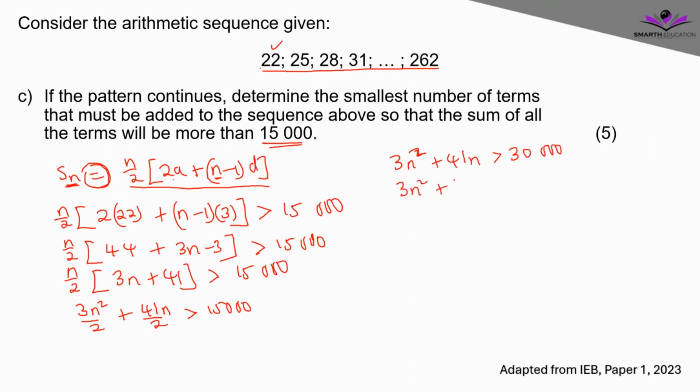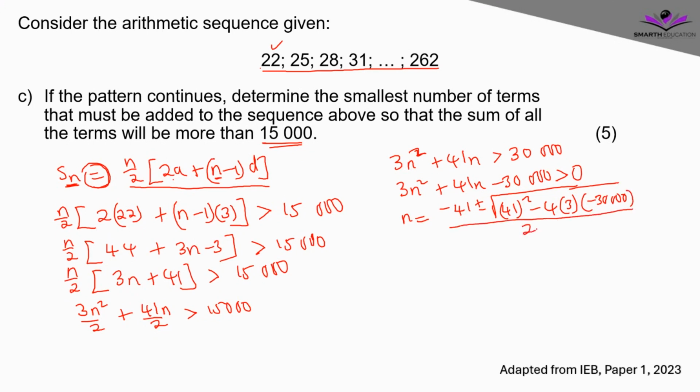3n squared plus 41n minus 30,000 greater than 0. Okay, let's find n here. We're going to use the quadratic formula. So n is equal to negative 41 plus or minus the square root of 41 squared minus 4ac, where c is negative 30,000, all this over 2a, so it's 2 times 3.